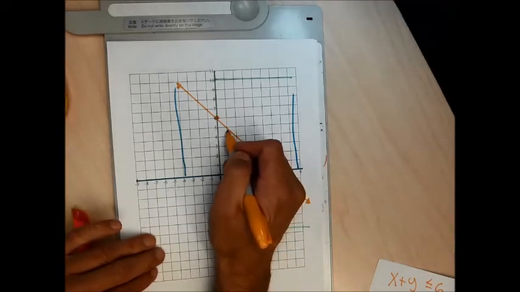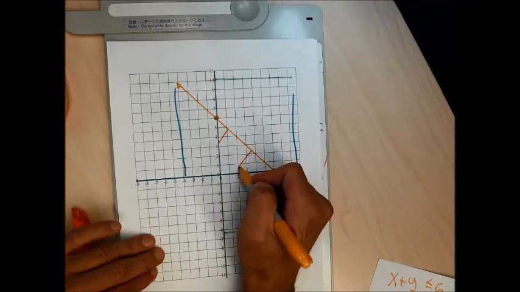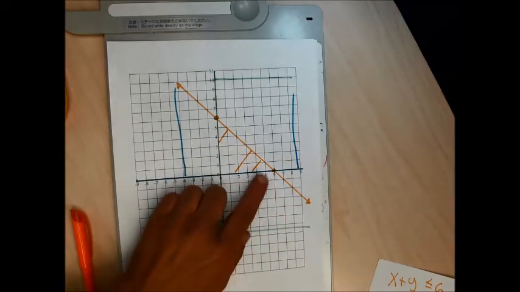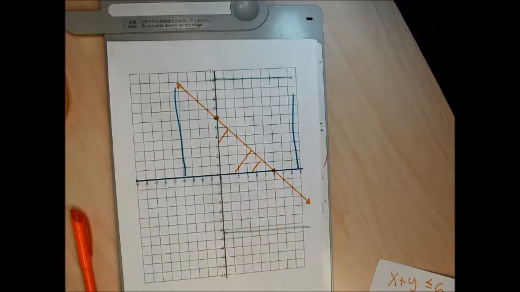So this line is going to wind up shading. I'm going to keep my shading in the first quadrant, and I'm going to shade down towards the point (5, 0), which was the true point.